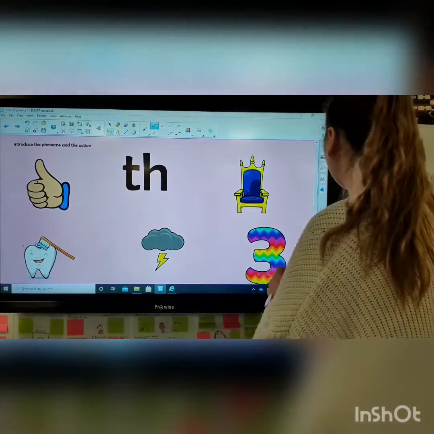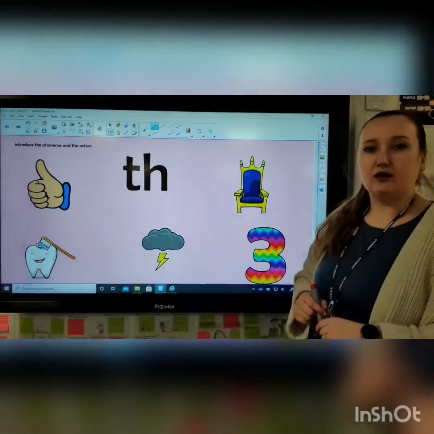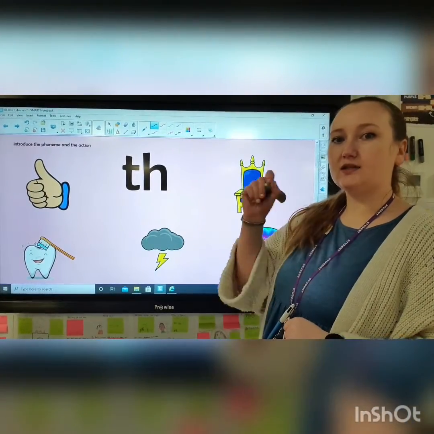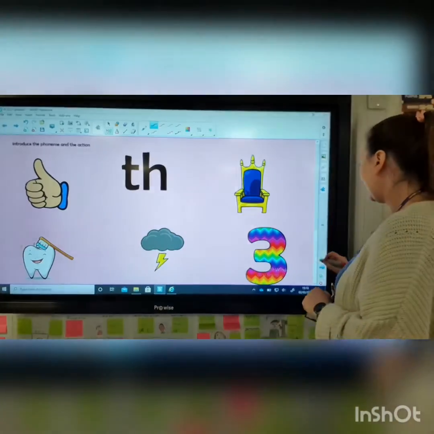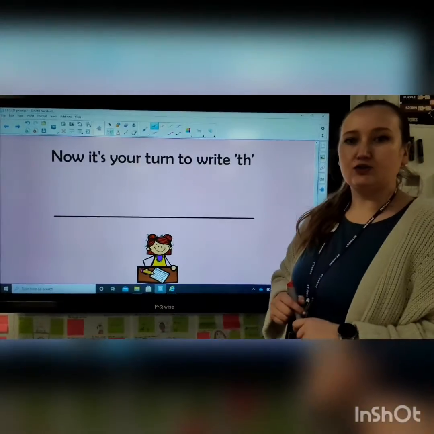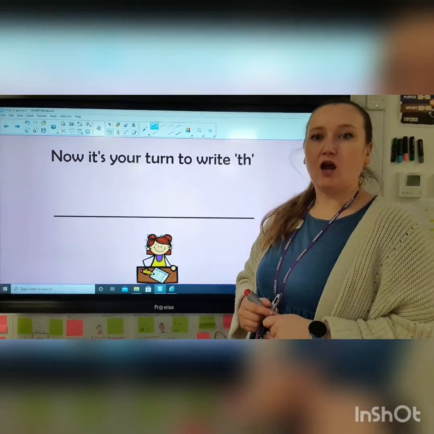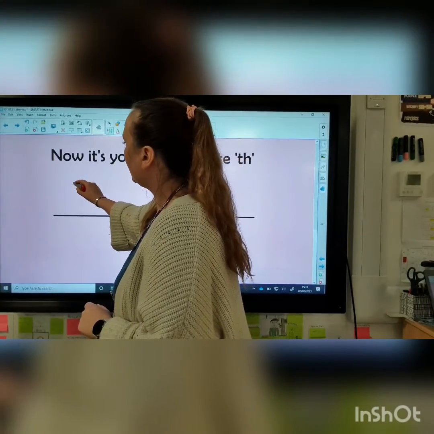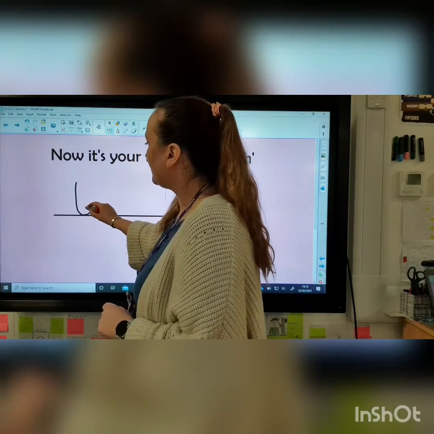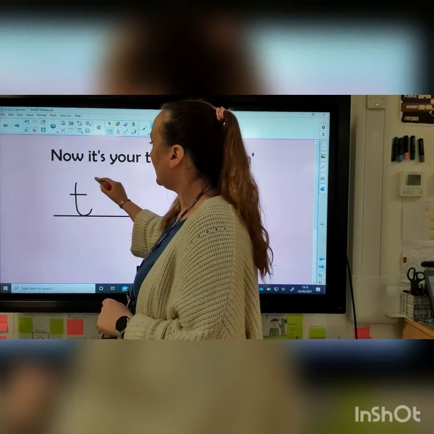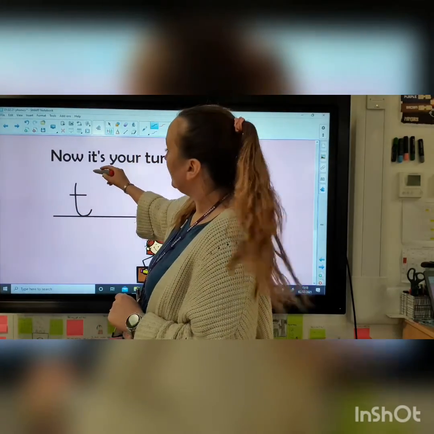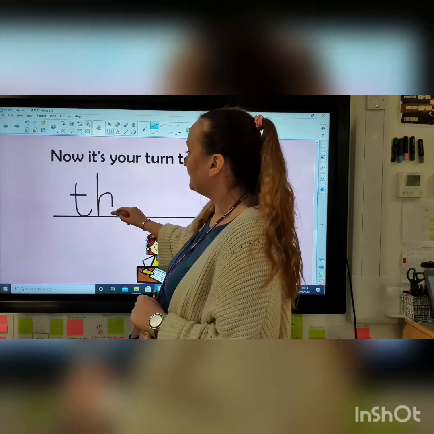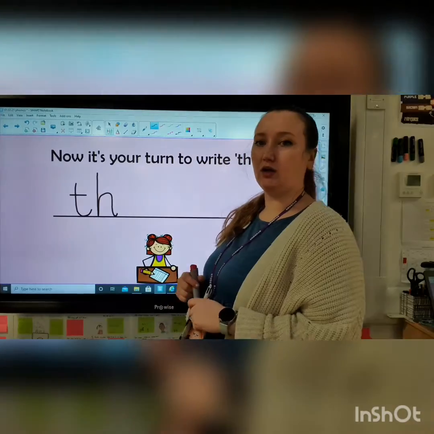Okay, so now we've learned what it's called, what it sounds like and how to write it. We're going to practice with our pens. Okay, so you'll need a pen and a paper. It's your turn to write the phoneme th. Okay, so nice tall stick going round and across, and there's the stick on the H. It's a little bit taller than the stick on the T. Can you see? A little bit taller.